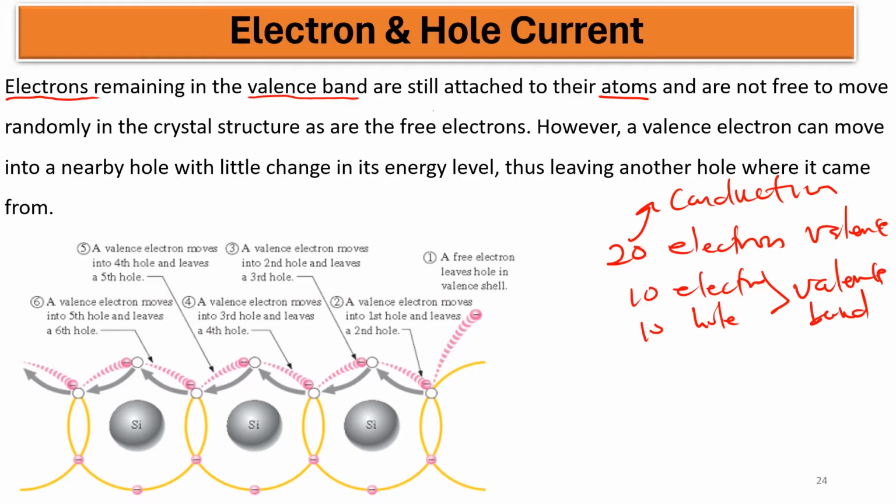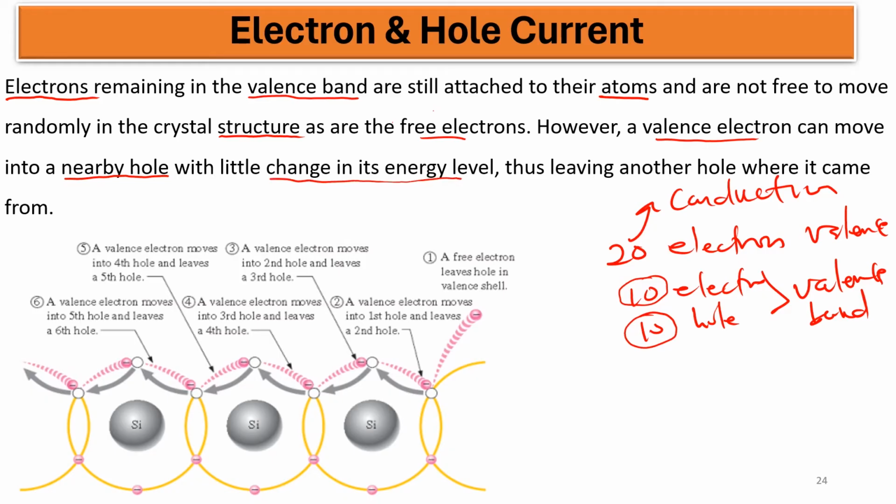So here it says electrons remaining in the valence band are still attached to the atoms because now they do not have enough energy to move into the conduction band and are not free to move randomly in the crystal structure as the free electrons do. But however, the valence electrons can move into nearby holes. Remember, now we are having 10 electrons, 10 holes. So meaning they can move from one hole to the other with little energy.